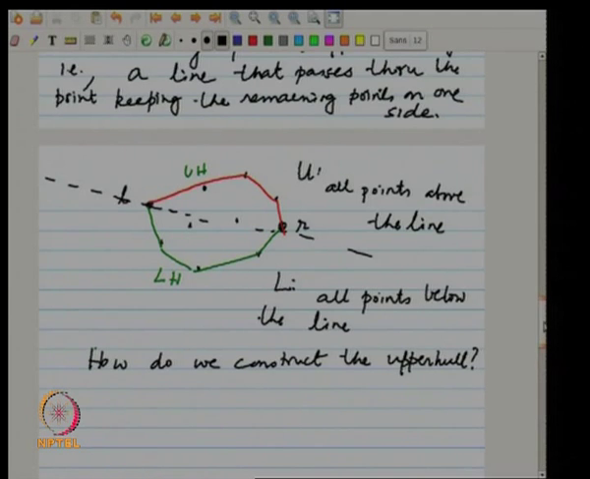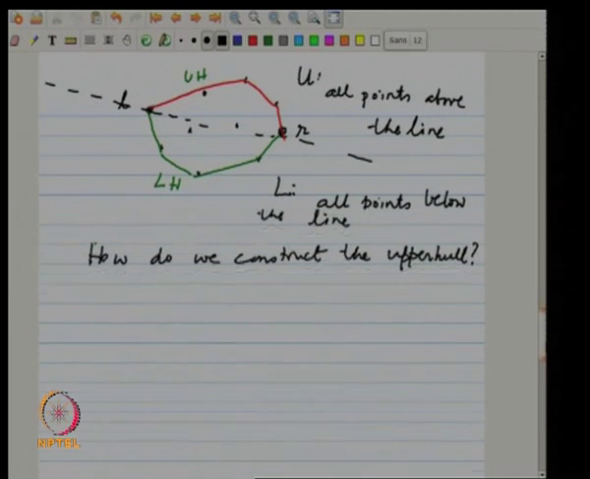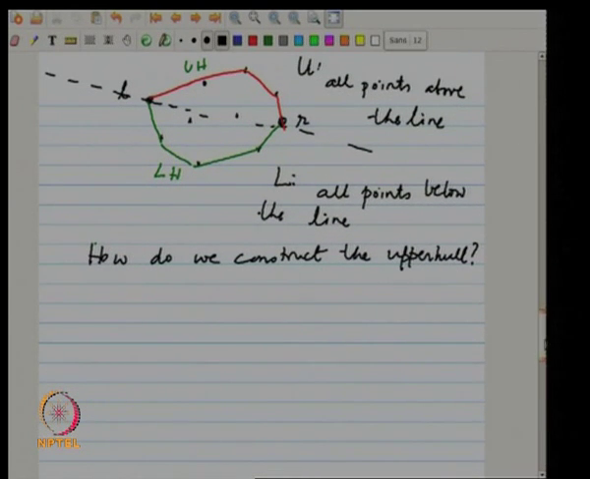So, we decided that we are going to construct the upper hull and the lower hull separately, namely you consider the line joining the leftmost and the rightmost point, and the part of the hull above is called the upper hull, the part of the hull below is called the lower hull, right. I would like to add one more definition, another definition for boundary points.